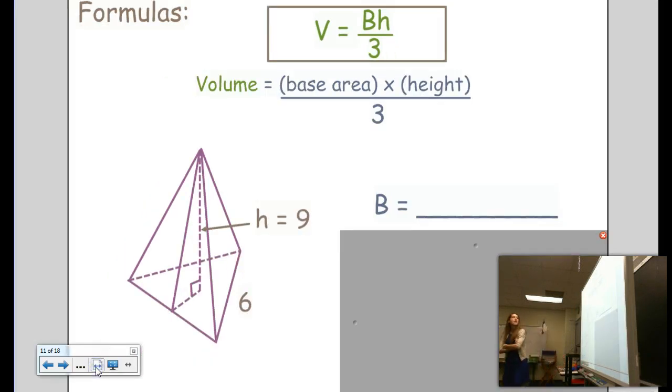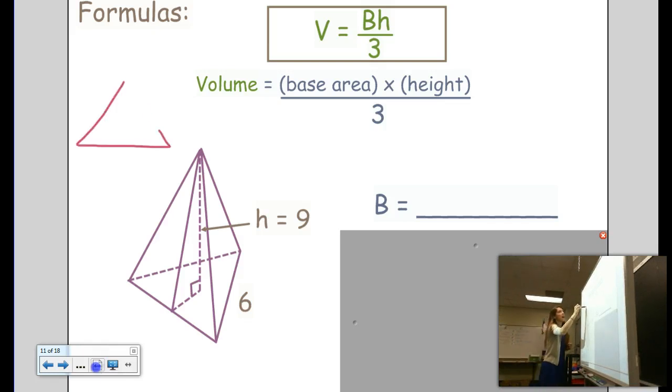All right. Now we're going to find the volume of that prism right there. I'm going to give you a minute to think about it. Go ahead and find the volume: base times height divided by 3. So what is the base? Let's talk about that real quick. No, the base is not 6. What is the base? Don't tell me the area, tell me what shape the base is. Triangle. What kind of triangle?